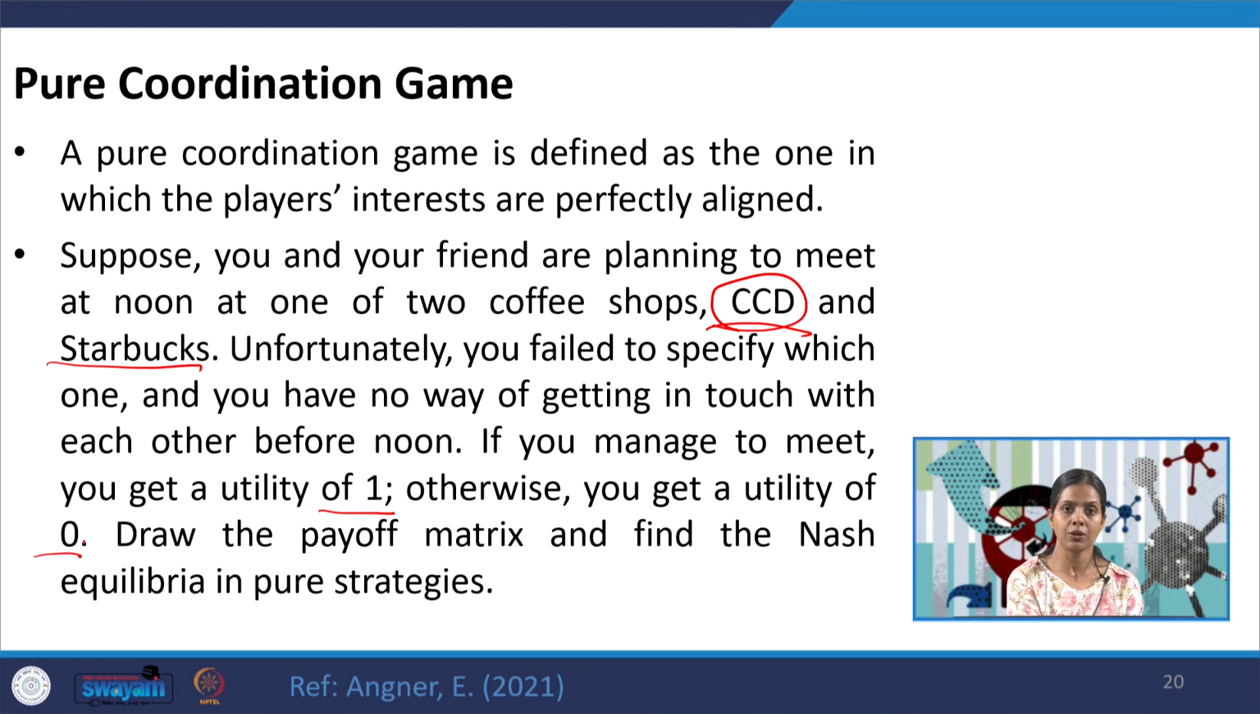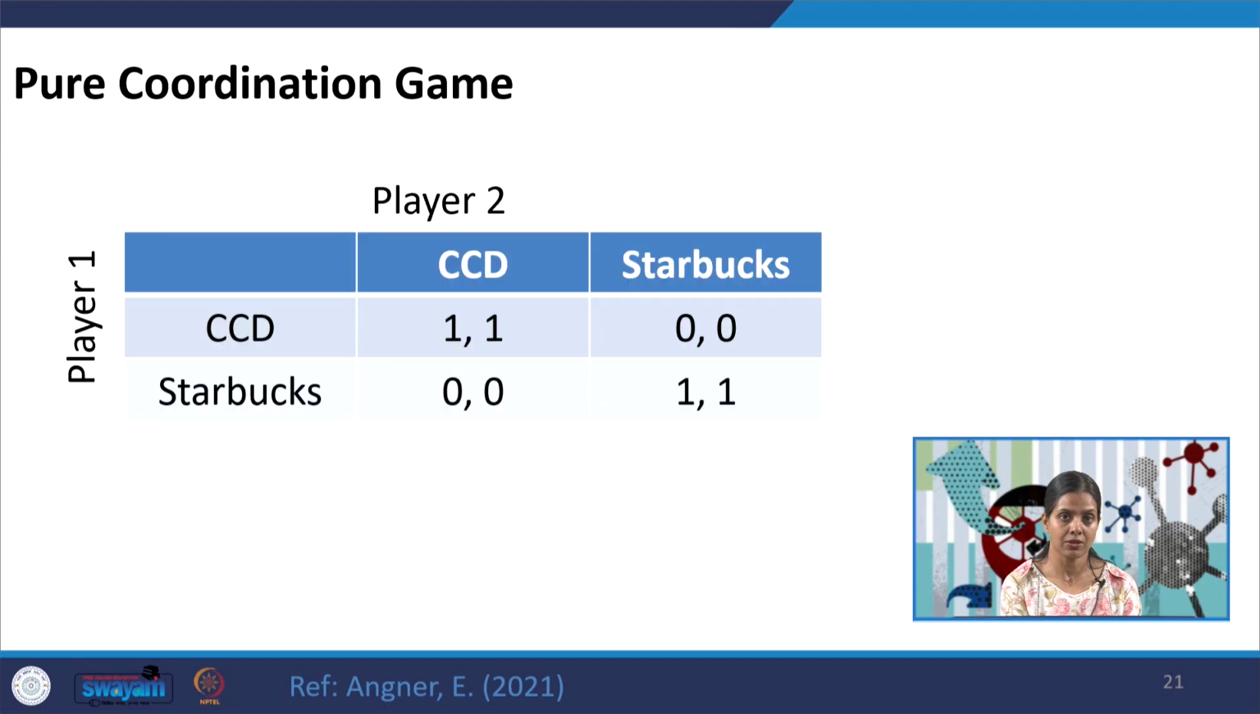So, as long as you are in different shops, you are getting a utility of 0, and that is true for both of you. Now, draw the payoff matrix and find the Nash equilibrium in pure strategies. It is a pretty simple game. Everyone has only 2 strategies, going to CCD or going to Starbucks.